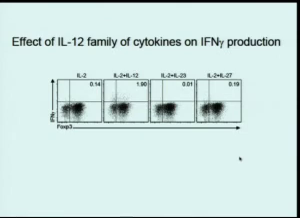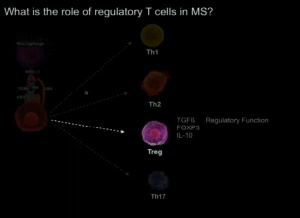We also looked at the effect of IL-12 on other family members of the IL-12 family, and found that it was predominantly the IL-12 that was able to induce gamma interferon. IL-23 and IL-27 could not do that. So we then, being clinical immunologists and neurologists, wanted to examine patients with MS, and we asked what the role of these regulatory T cells might be.